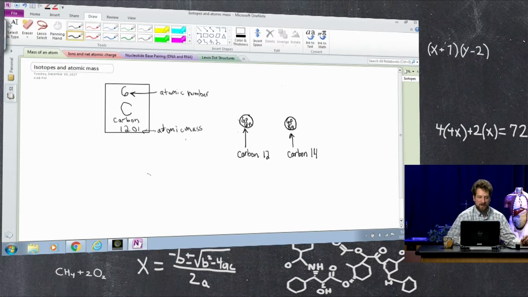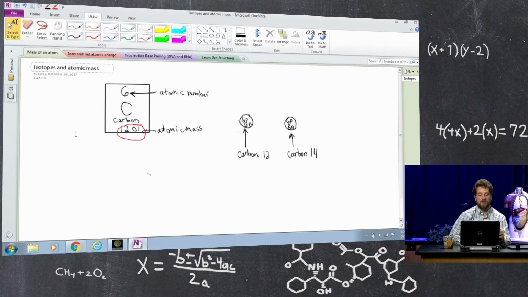And that is why this number here, where's my marker? That is why this number here is not just 12, but it's 12.01, because it's actually an average of all the different isotopes or versions of carbon that exist.